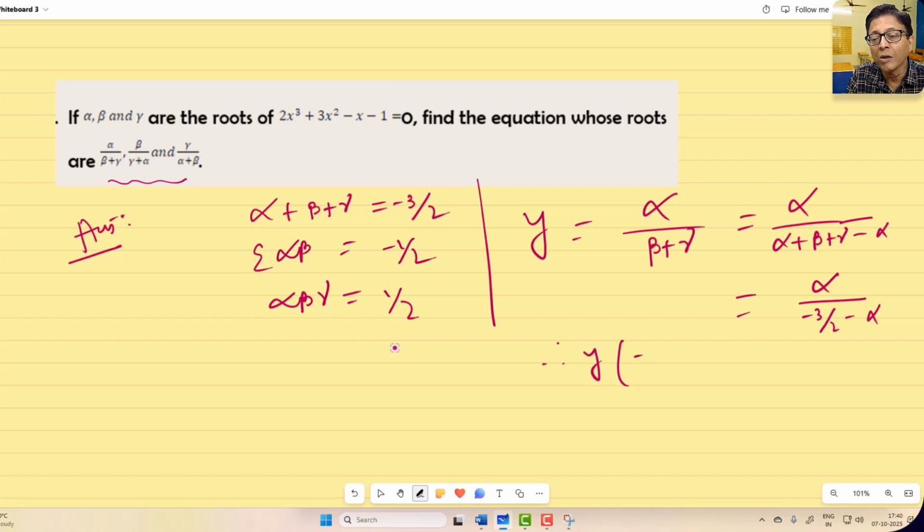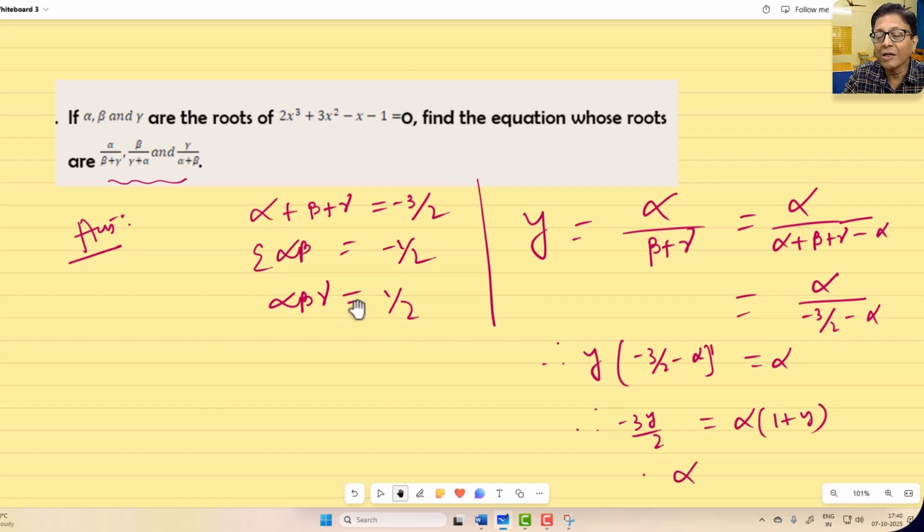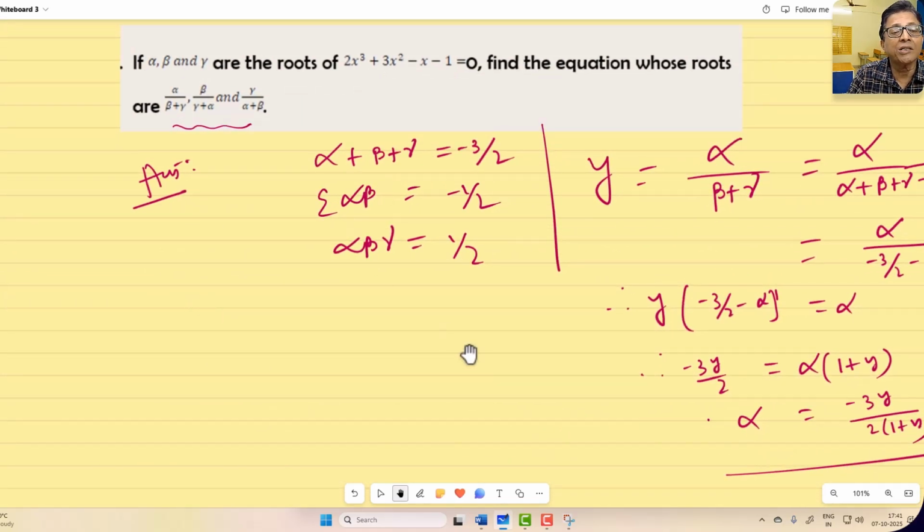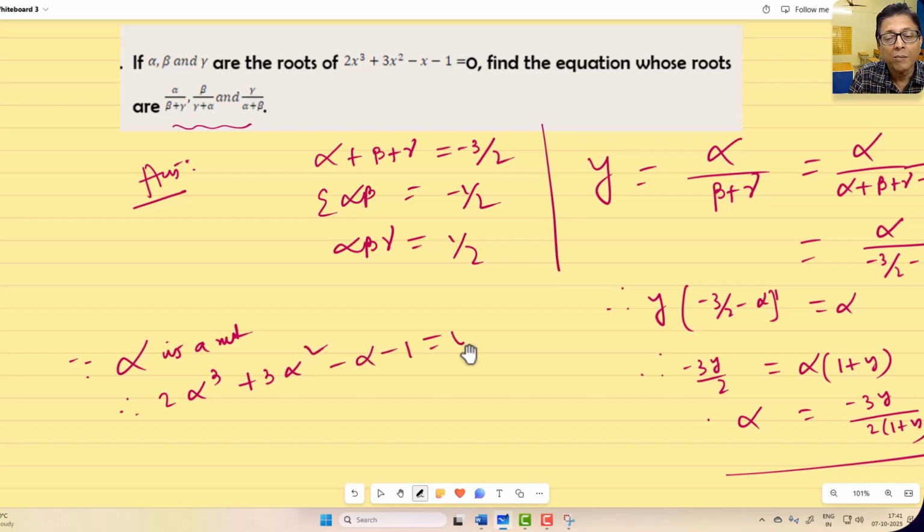Cross multiply, y equal to alpha. Therefore, minus 3y by 2 equal to alpha into 1 plus y. So the value of alpha is going to be equal to minus 3y by 2 into 1 plus y. Now alpha is a root of this equation again. Since alpha is a root, therefore 2 alpha cube plus 3 alpha square minus alpha minus 1 equals 0.